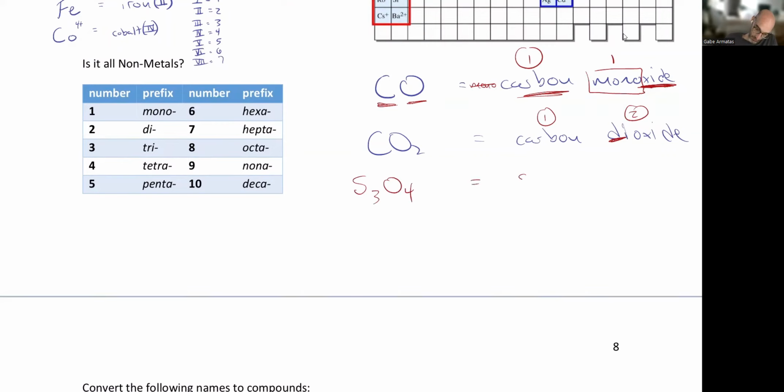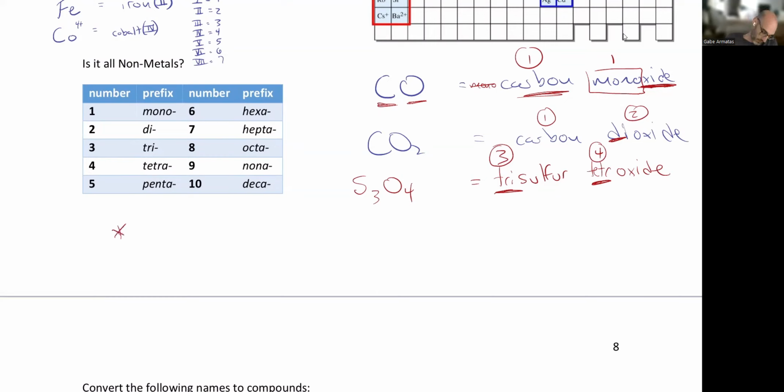Okay, again, first one keeps its name, sulfur, oxide. I have 3 sulfurs, so I have trisulfur, and I have 4 oxygens, tetroxide. And we actually usually don't run vowels into each other, so tetroxide. 3 sulfurs, 4 oxygens. That's it. We just simply add the prefix.